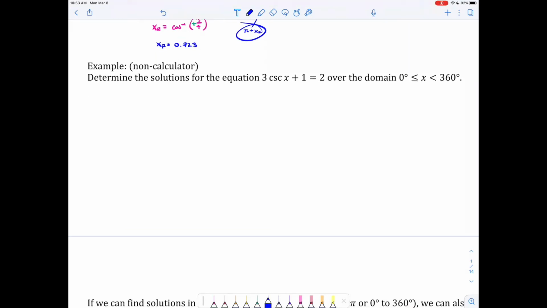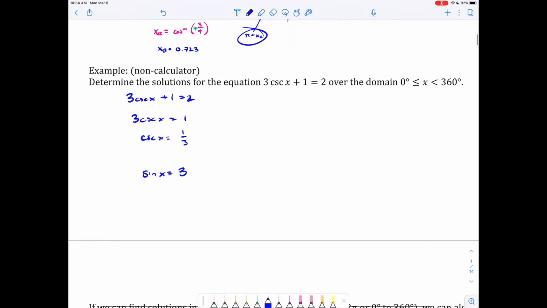Here I go. 3 cosecant x plus 1 is 2. Okay. 3 cosecant x is 1. The cosecant of x is thus a third. And I don't have a cosecant button on my calculator, but fortunately, I guess it's a non-calculator anyways. But anyways, I know that's related to sine x, and thus sine x is the reciprocal, so sine x is 3.